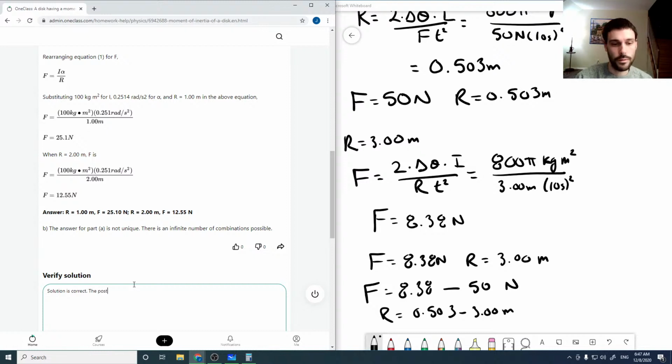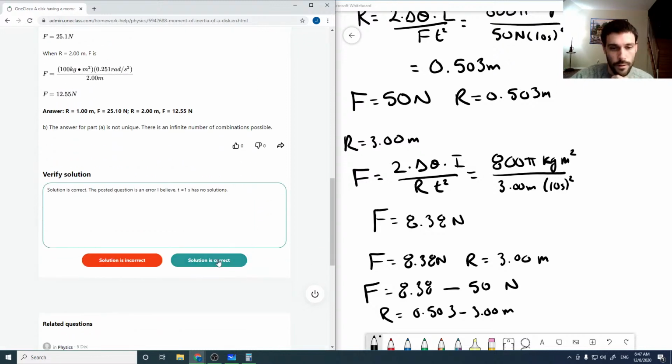The posted question is an error, I believe. T equals 1 second has no solutions. All right. So it looks good.